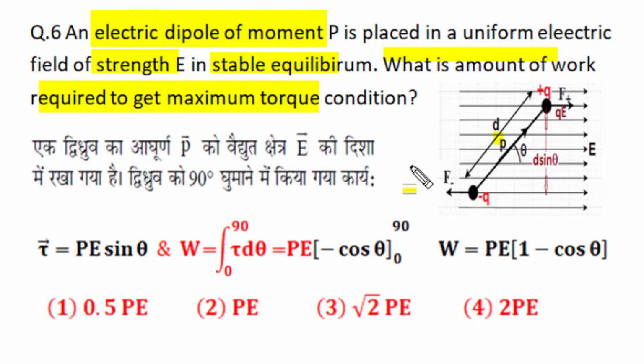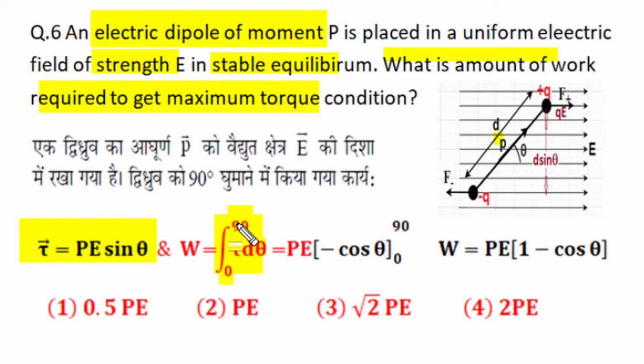That means we have to find the total amount of work done in rotating the dipole in a uniform electric field from the stable equilibrium theta 0 condition to the maximum torque theta 90 degree condition. We know when a dipole moment makes an angle theta with the uniform electric field intensity, the torque exerted on it to restore the theta 0 position is P E sin theta, and against this torque when we make a small displacement we have to do a small amount of work, and total work can be obtained by integration.